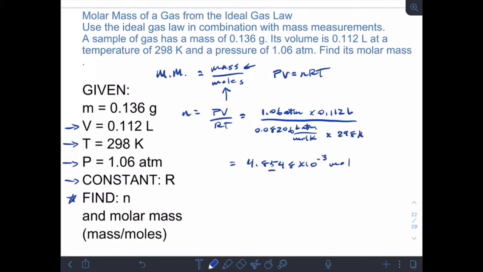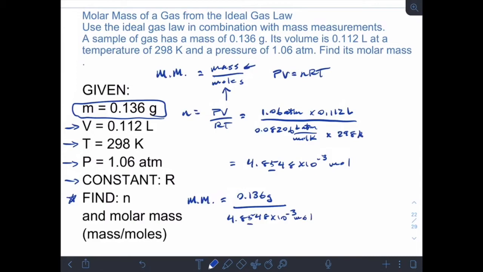And let's not forget sig figs, so I'm going to track at the third sig fig. Our molar mass is mass over moles. We were given the mass in the problem, so all I have to do is divide mass by moles. So 0.136 grams divided by 4.8548 times 10 to the minus 3 moles. Tracking at the third sig fig, my answer should be 3 sig figs. So we end up with 28.0 grams per mole.